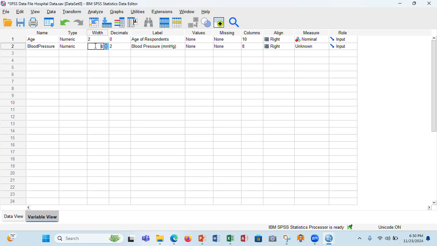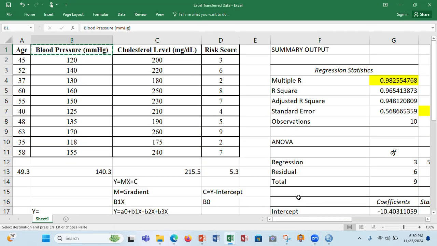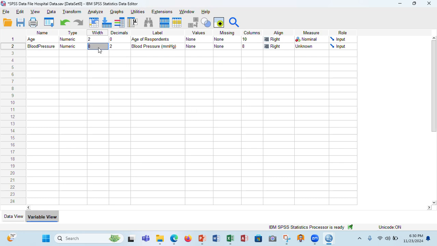Host is already there. And blood pressure, we ask ourselves here, according to the data source, what is the width? The width will be 3. You can see that the digits here are 3. So we shall call our width 3. Decimal places, there are none, no decimal place. Then we can also call this one nominal data.